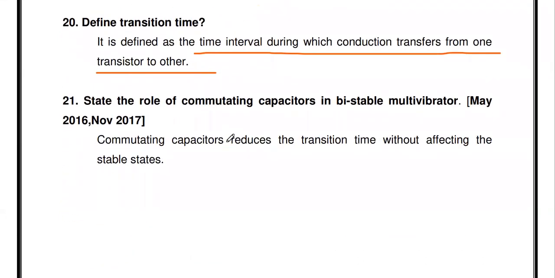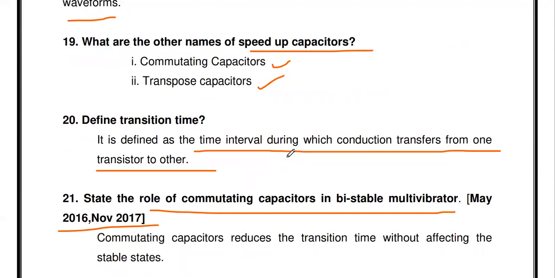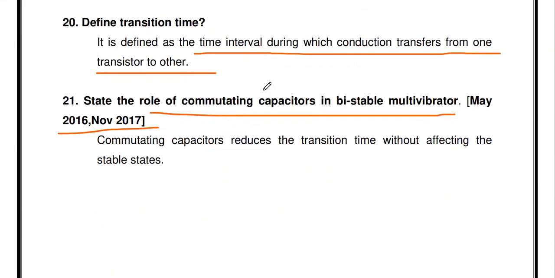Then, state the role of the commutating capacitor in bistable. It's a very important question, 2016 and 17. What is the commutating capacitor? The other name of the speed up capacitor is commutating capacitor. In order to reduce the transition time in the bistable multivibrator, we use the commutating capacitor.